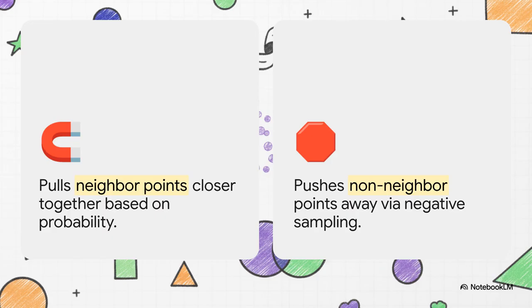But here's the clever part. To save computing power, it doesn't check every single point. It uses negative sampling. It just grabs a small, random handful of points, assumes they aren't neighbors, and shoves them away.